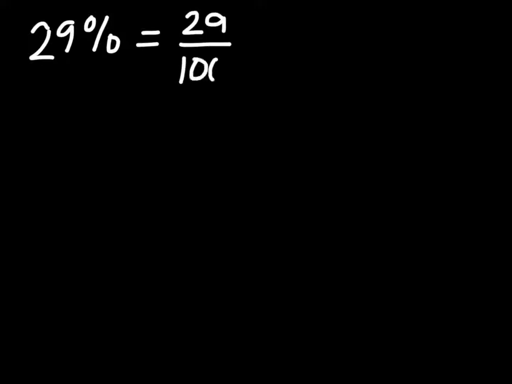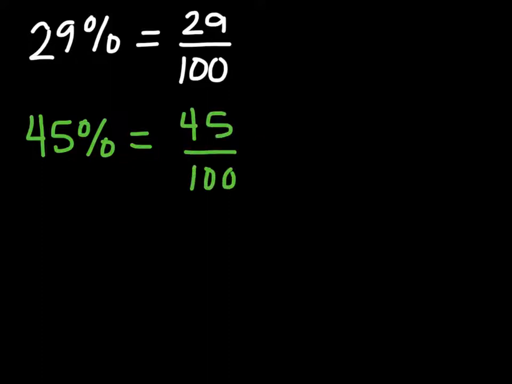Let's practice writing percents as fractions and fractions as percent. If we're given the number 29%, how would we write that in fraction form? We'd simply take 29 and place it over 100 because percent means per 100. This is already in simplest form, so we're finished with this problem. What about 45%? We would write that as 45 over 100, which can be reduced by a factor of 5 to 9 over 20.